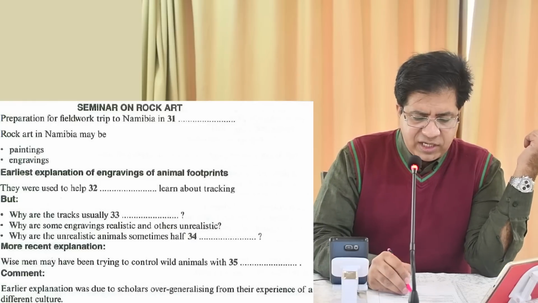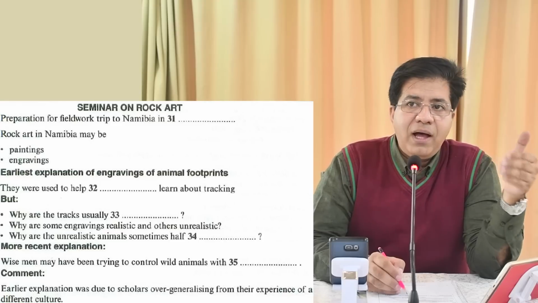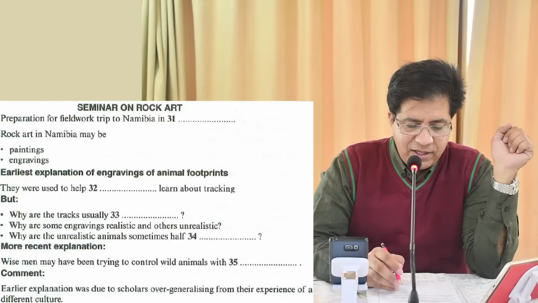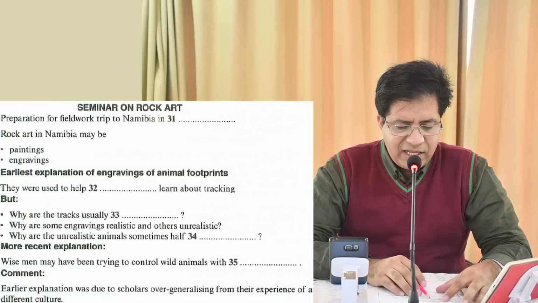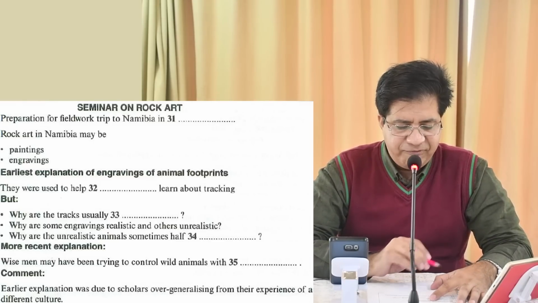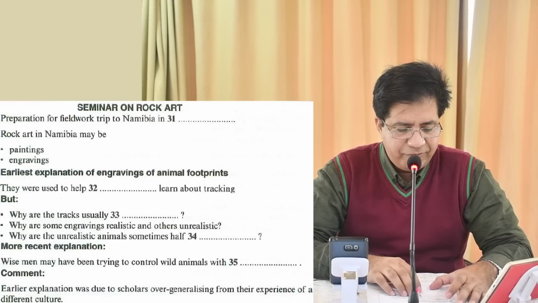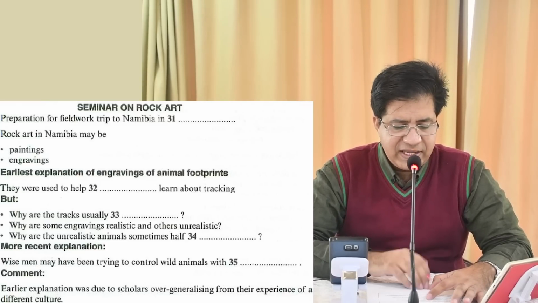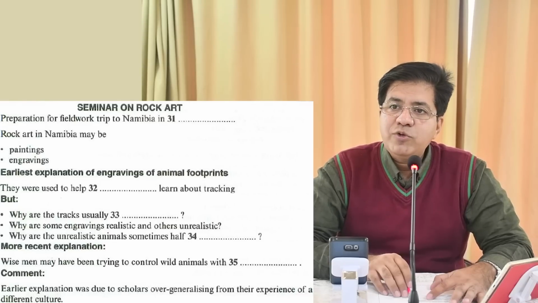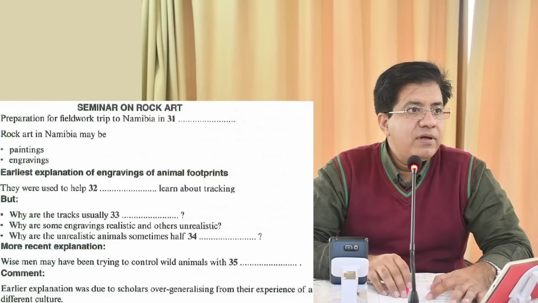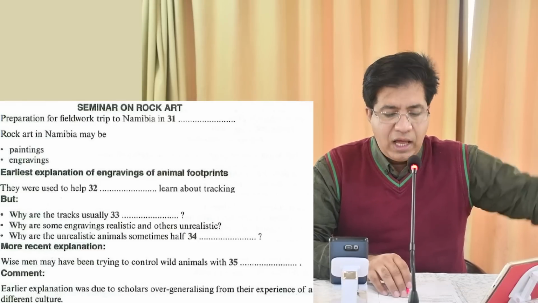Now for 33, just underline unrealistic, because the audio will go on and on, yeah? Question number 34. Why are the unrealistic animals sometimes half? Sometimes half, underline that. Sometimes half. And right there, seem to be half. Sometimes half, seem to be half. And whatever they say after seem to be half, that will be your answer.